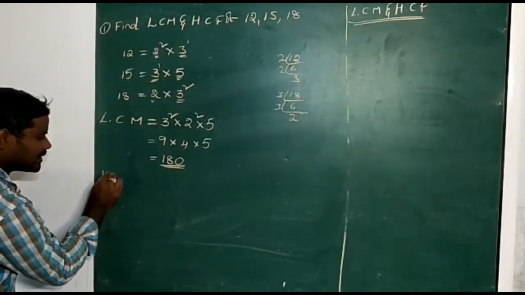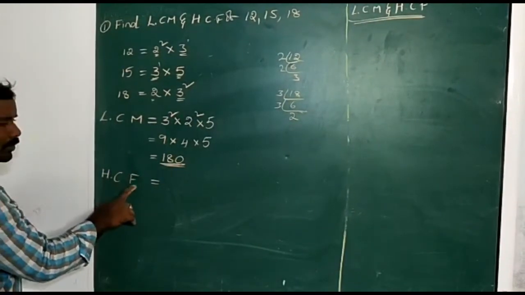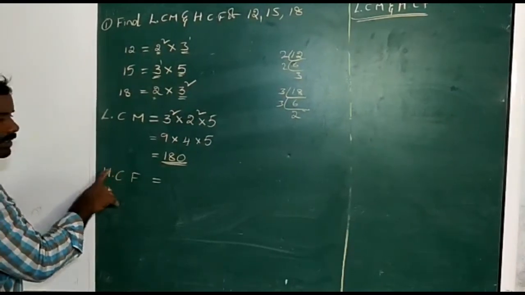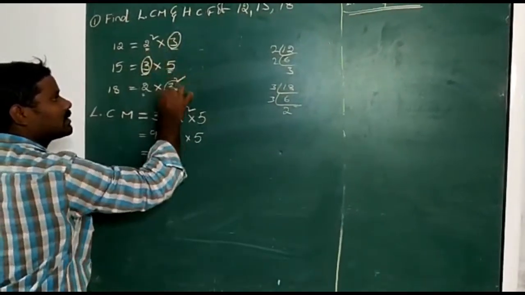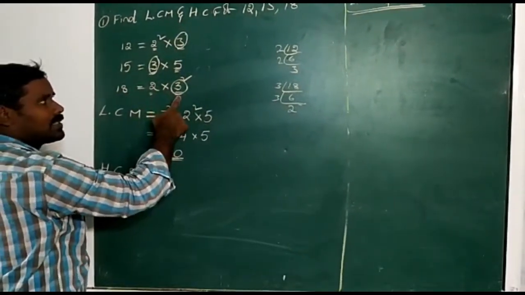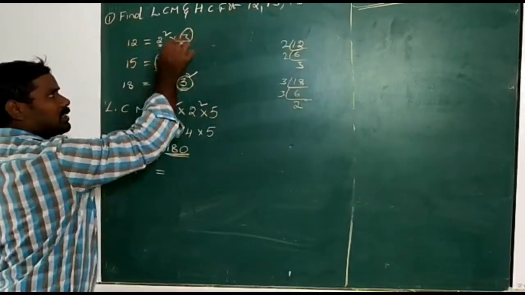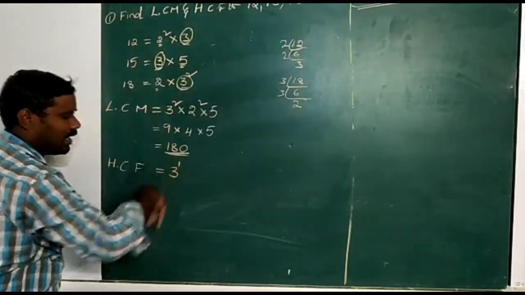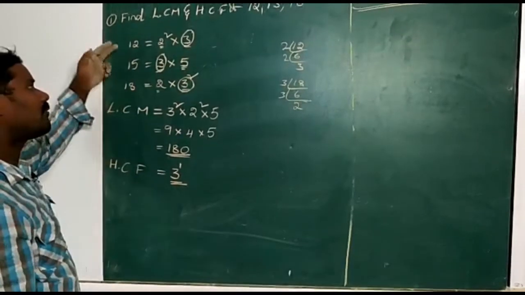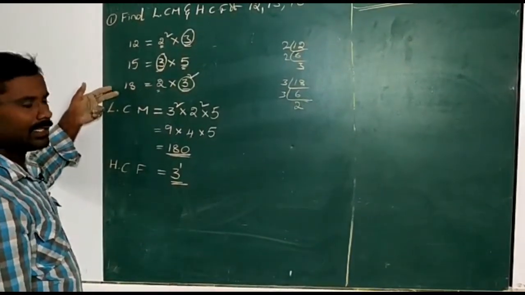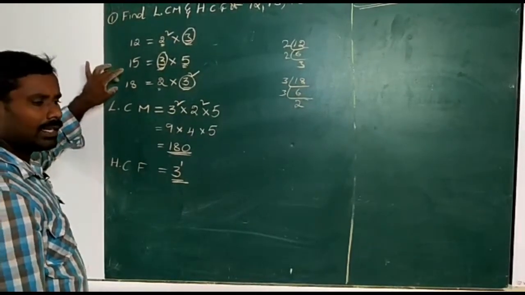Now I am finding the HCF, the highest common factor. A common factor is compulsory. There is only one number, that is 3, common to 12, 15 and 18. Among its powers, 3 power 1 is the highest common factor. Therefore 3 is the HCF of 12, 15 and 18.